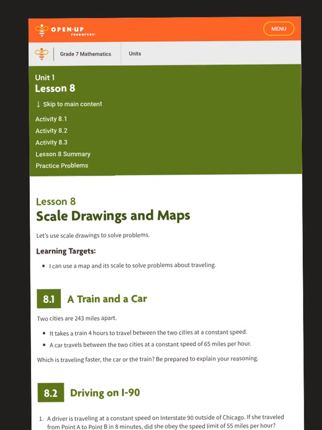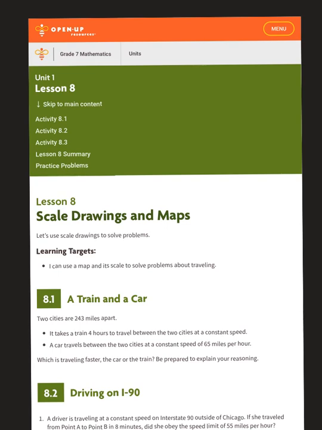Lesson 8, scale drawings and maps. Let's use scale drawings to solve problems. The target: I can use a map to its scale to solve problems about traveling. So now we're going to start looking at maps. Scale copies and scale drawings are used a lot in maps. That's one of the most common ways you see it.